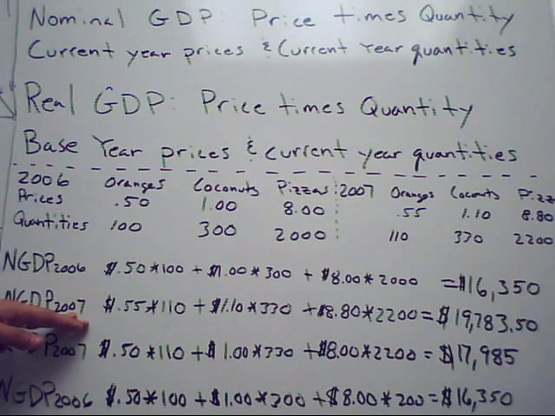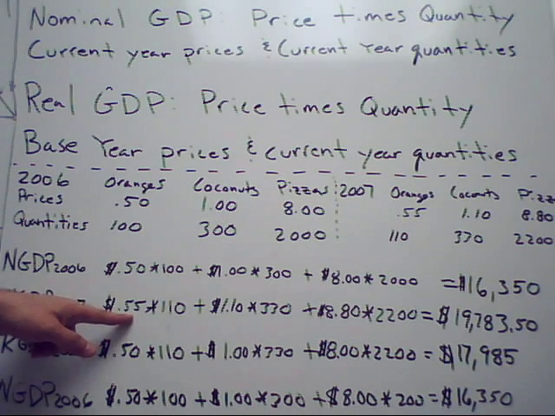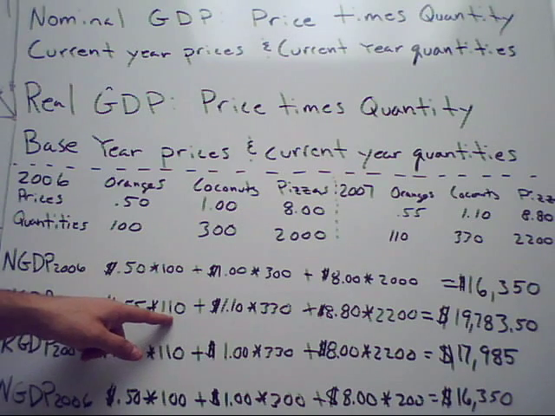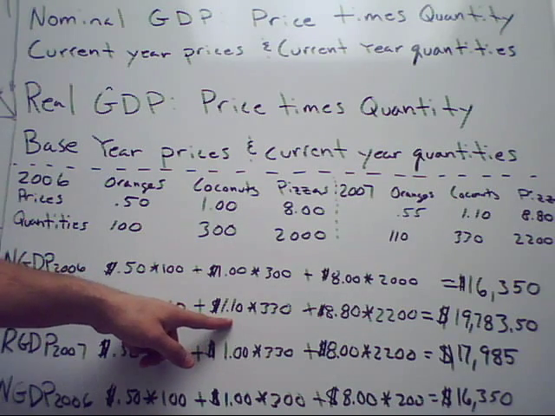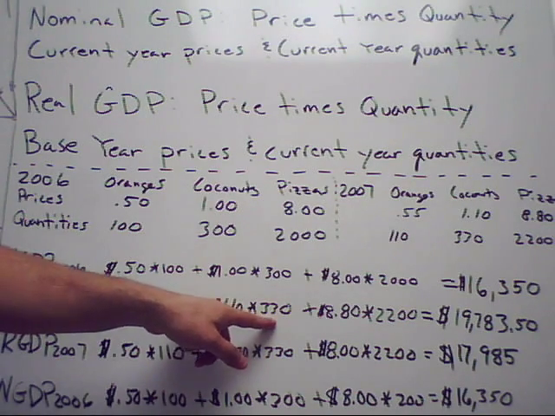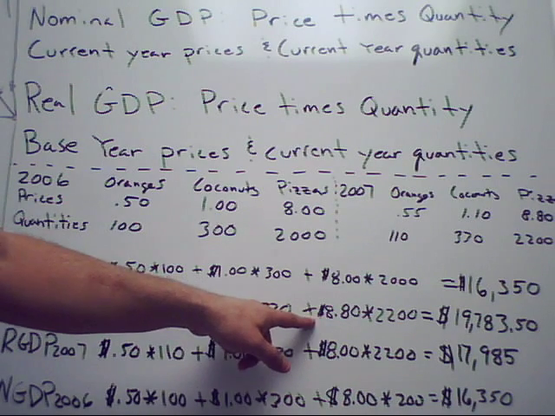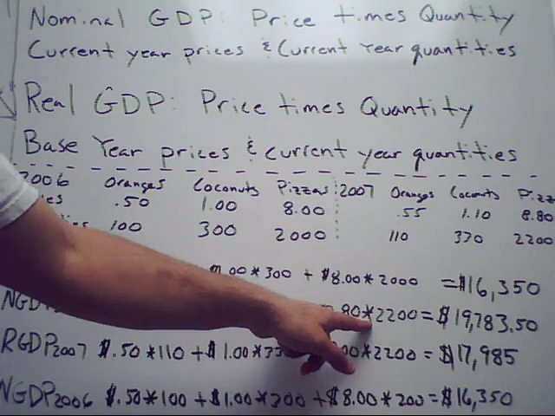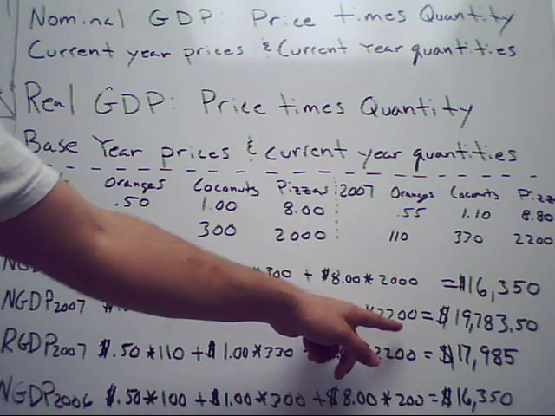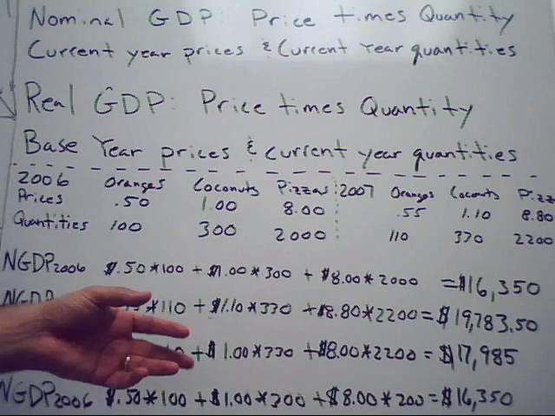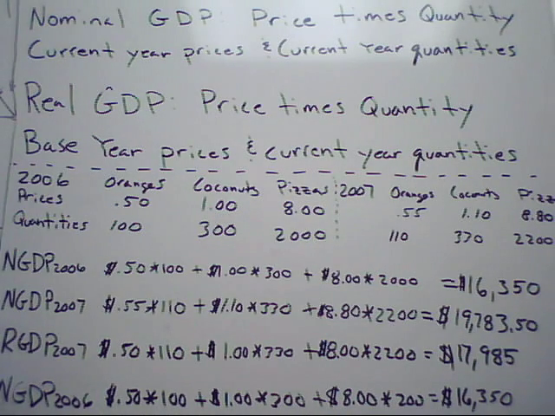I'm going to do the same for nominal GDP in 2007. So again, I'm going to use 2007 prices and 2007 output. So I have 55 cents for oranges times the amount of oranges I produced in 2007, which was 110, plus $1.10 for coconuts times the 2007 output of coconuts, plus the 2007 price of pizzas times the 2007 output of pizzas. Again, if I do the calculations and add everything together, I get nominal GDP is $19,783.50.